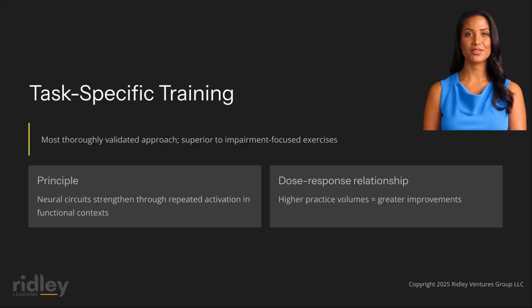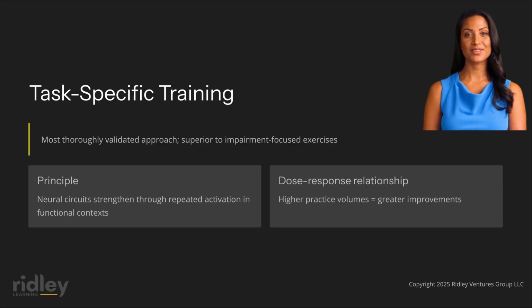Task-specific training represents the most thoroughly validated exercise approach in stroke rehabilitation, with extensive evidence demonstrating that repetitive practice of functional tasks produces superior motor learning outcomes compared to impairment-focused exercises or general strengthening programs. The principle underlying task specificity is that the nervous system adapts most effectively when trained in the context it will be required to perform, creating neural representations that transfer directly to real-world functional demands.